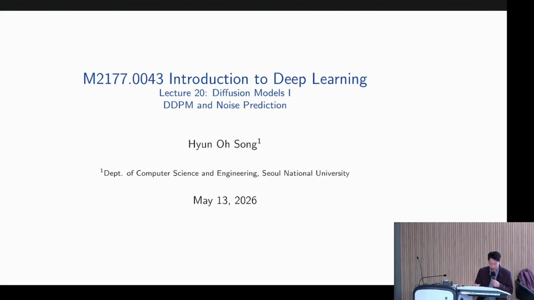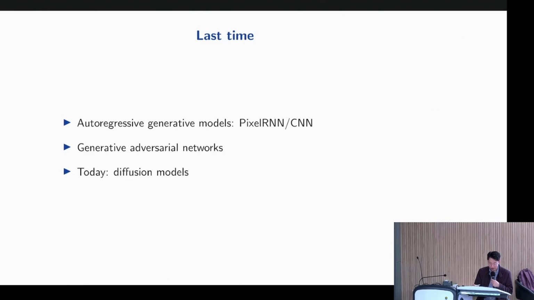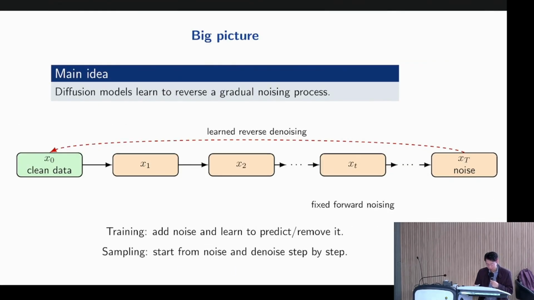So what's under the hood? Last time we talked about autoregressive generative models like pixel RNN, CNN, and generative adversarial networks. And today, we'll introduce you to diffusion models. So what's the big picture? The main idea is that during training, you want to add noise to your image data, and you want to learn to predict and remove the noise.